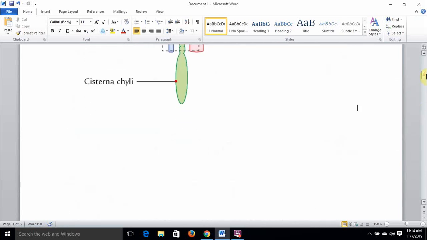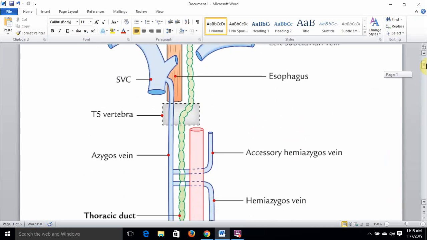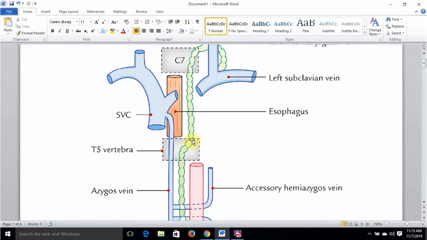In the thorax, the thoracic duct courses on the right side of the body in the posterior mediastinum, which is basically part of the inferior mediastinum, and it continues to course vertically till the level of the T5 vertebra, at which point it crosses the posterior mediastinum from the right to the left. Now it continues to ascend on the left side of the body, but now it is in the superior mediastinum, because the superior mediastinum is above the level of the T4 vertebra.